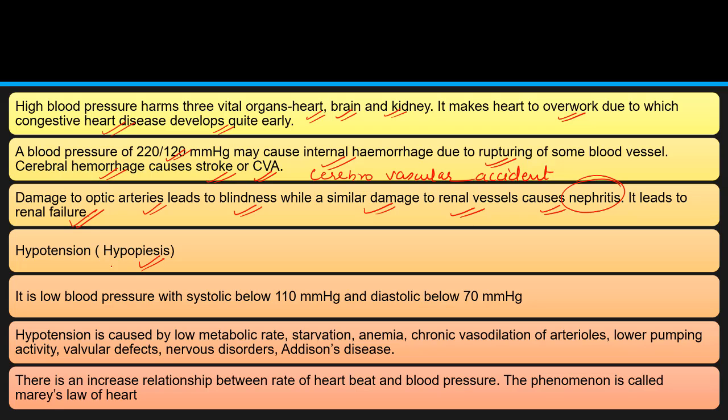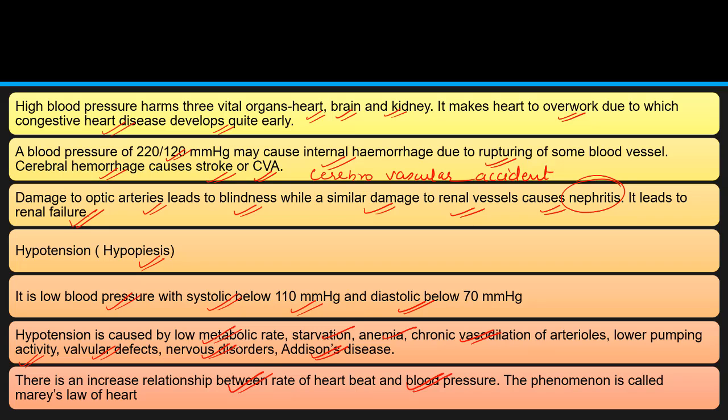Hypotension is low blood pressure, with systolic below 110 millimeters of mercury and diastolic below 70 millimeters of mercury. Hypotension is caused by low metabolic rate, starvation, anemia, chronic vasodilation of arterioles, lower pumping activity, valvular defects, nervous disorders, and Addison's disease.